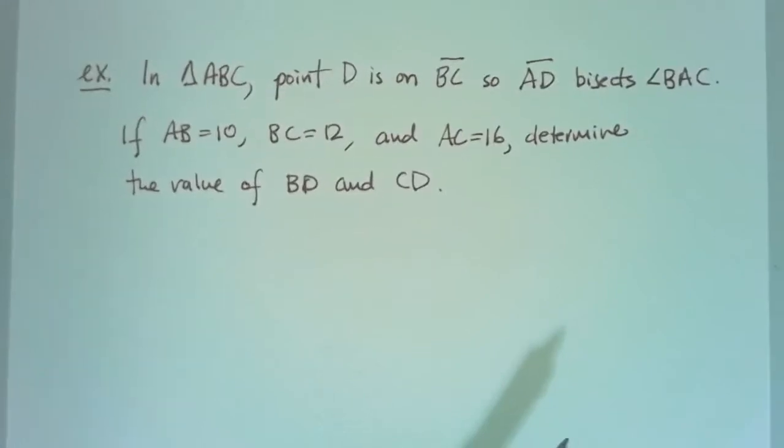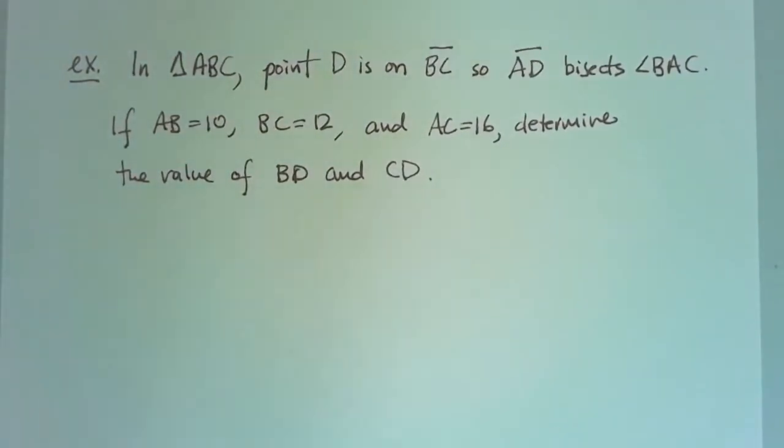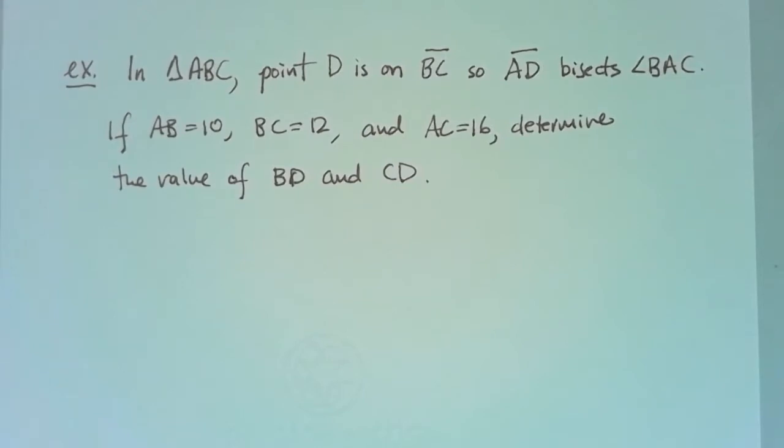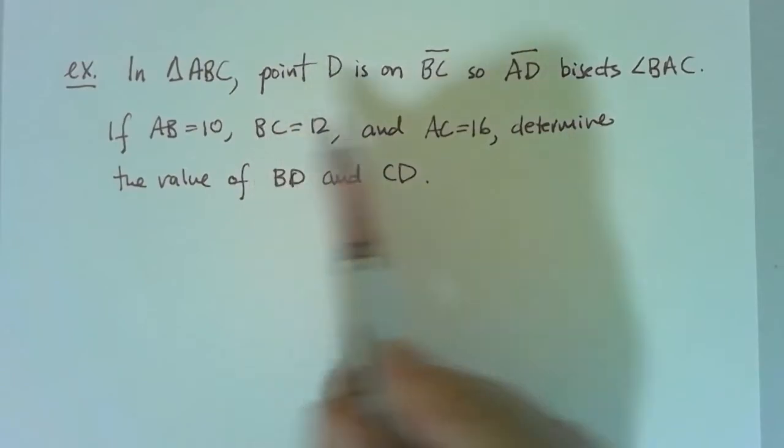Second example. In triangle ABC, point D is on BC, so AD bisects angle BAC. Then I give some measurements and ask you to find something. I have to draw what this means.